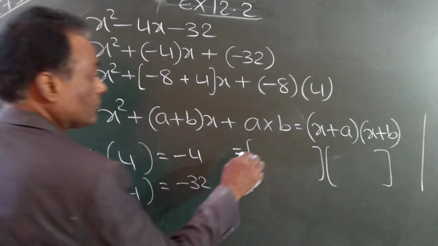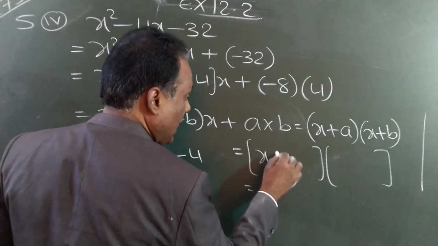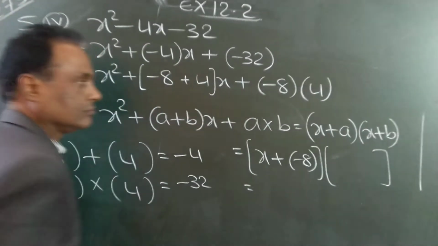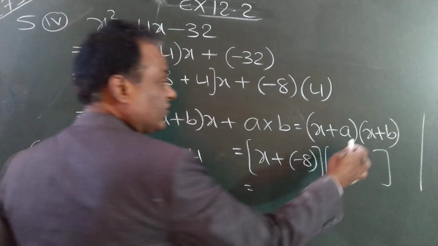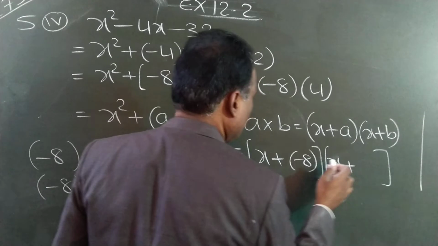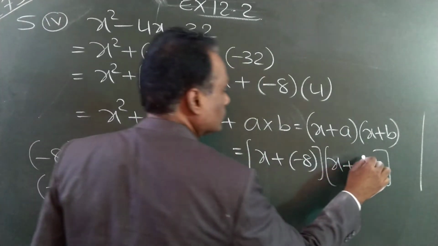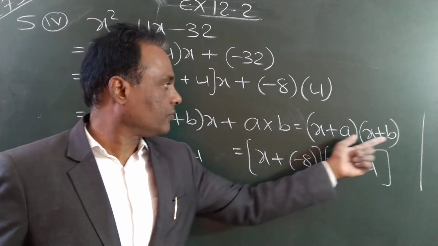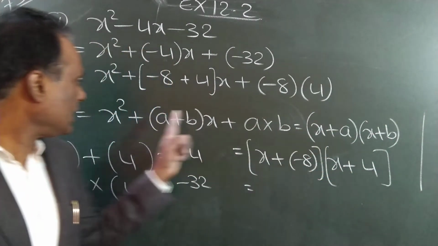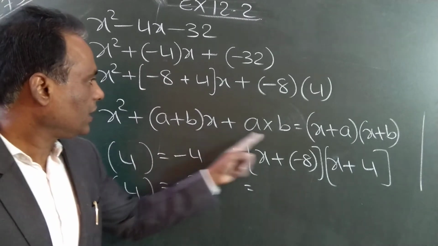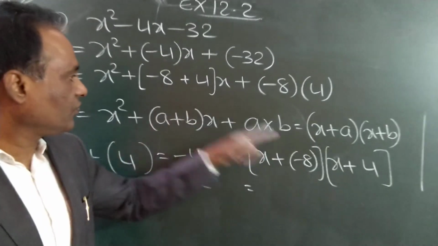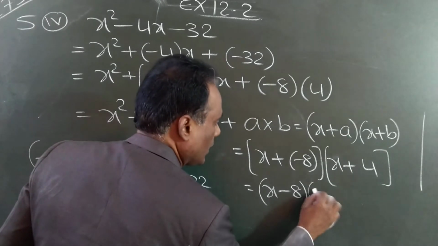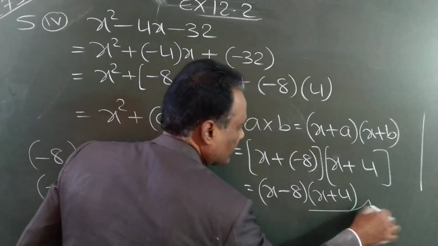What is the answer? X plus A, A is minus 8. X plus B, B is 4. X plus A into X plus B. X plus A is minus 8, X plus B is 4. So the answer is x minus 8 into x plus 4. Answer.